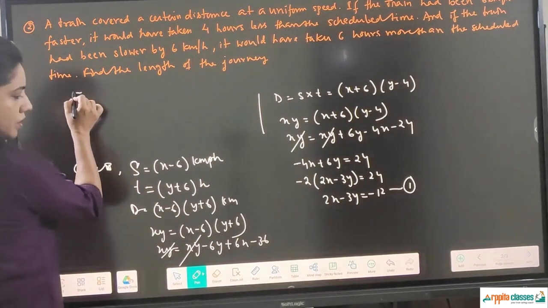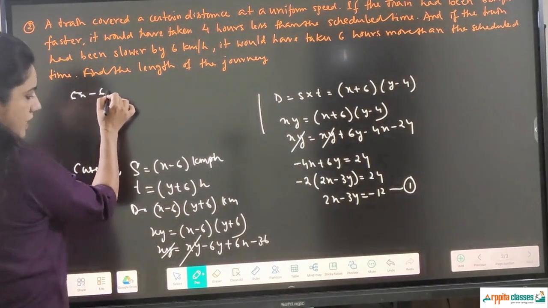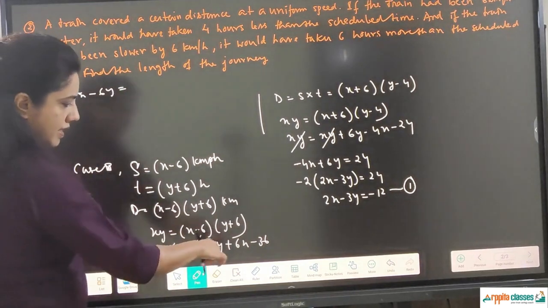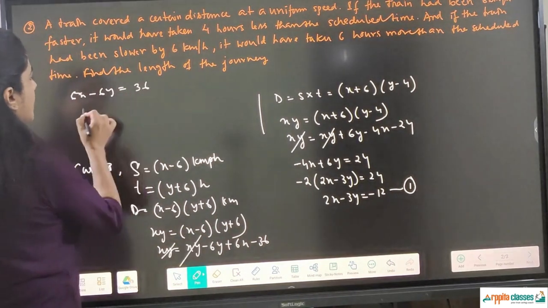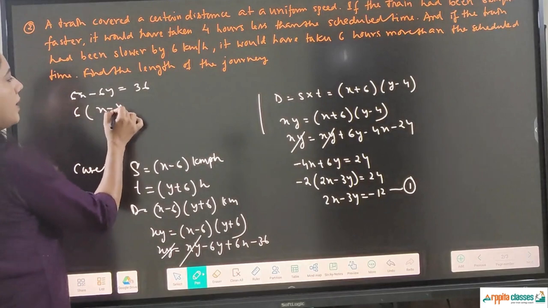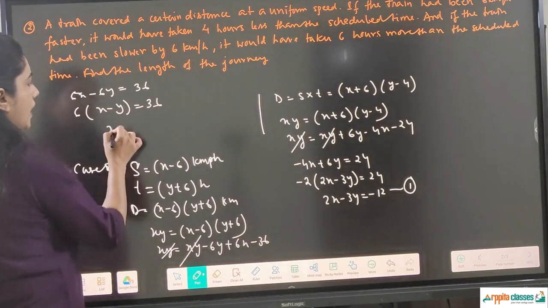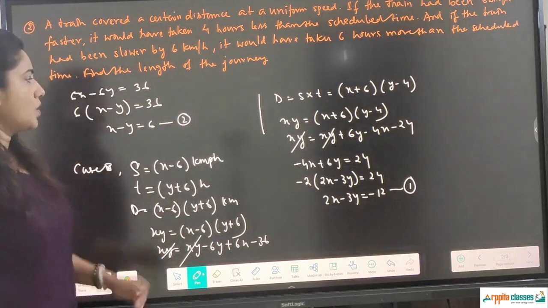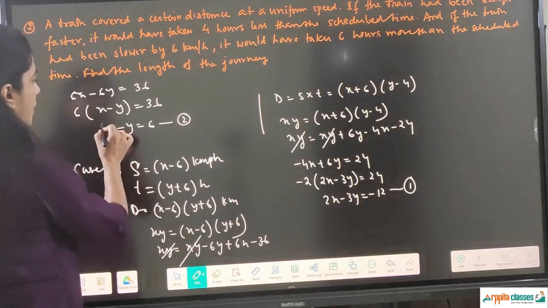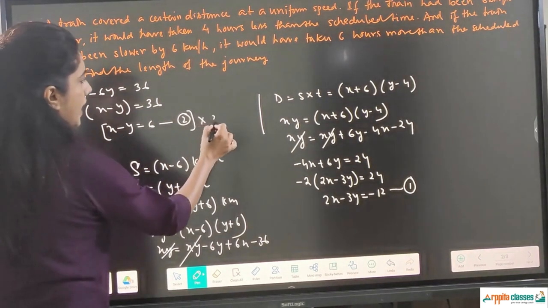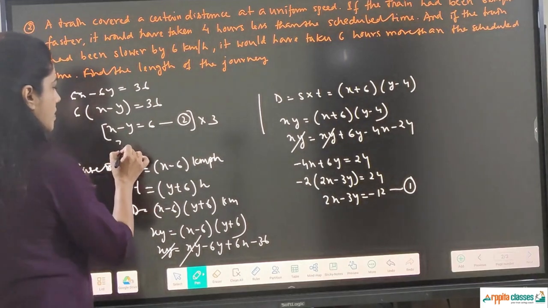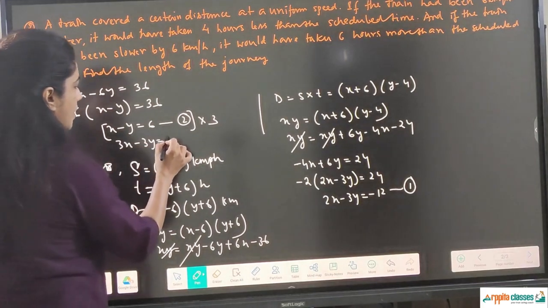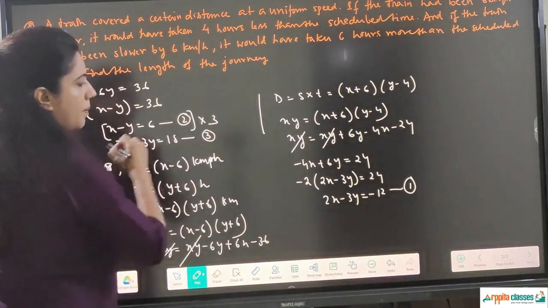Okay, so 6x minus 6y is equal to 36. I'll take 6 common. x minus y is equal to 6. This is my second equation. So now I'll just multiply this equation by 3 so that I can cancel the y quantity. So this is 3x minus 3y is equal to 18. This is equation number 3.